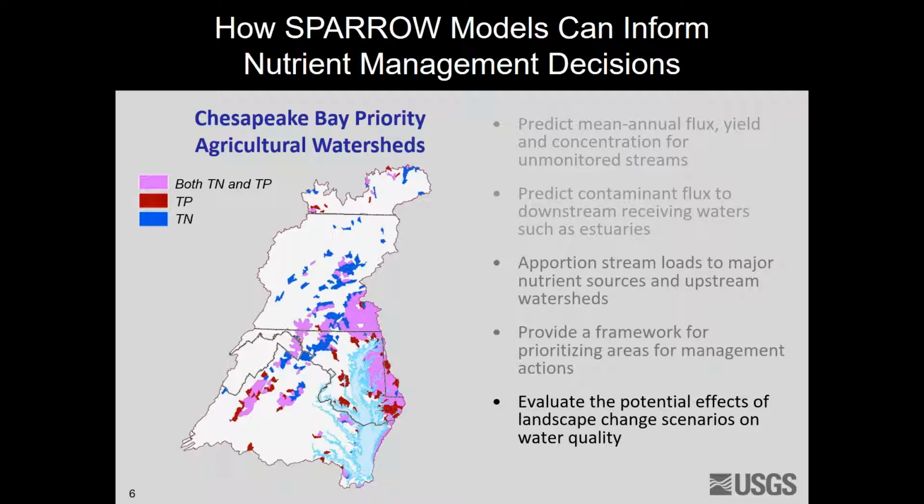The last one is that the models can be used to evaluate change scenarios. Things like the implementation of management practices, what's the downstream benefit of doing things like that, as well as landscape changes and that sort of thing.